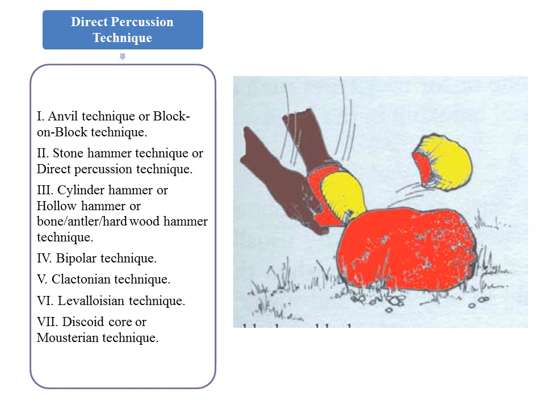Now, the very first one, possibly the very earliest kind of technique, is the anvil technique or block on block technique. In this technique, a pebble or a rock or a stone which was designed to convert into a tool was directly hit on another stone block. So there is a direct contact of two blocks coming together, and the stone which is supposed to be turned into a tool is hit against another block. So therefore, it is an anvil technique.